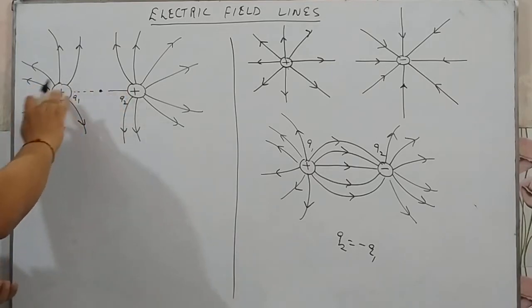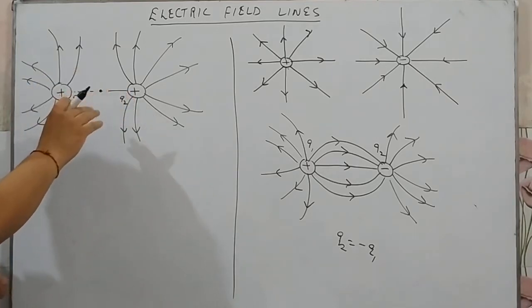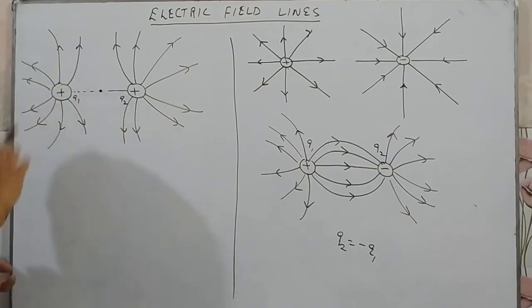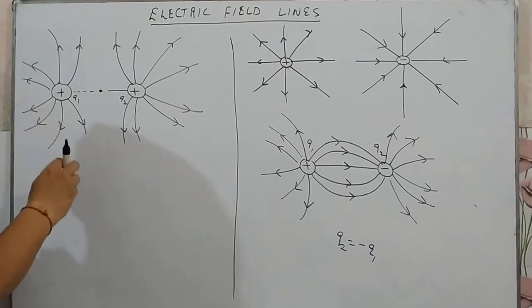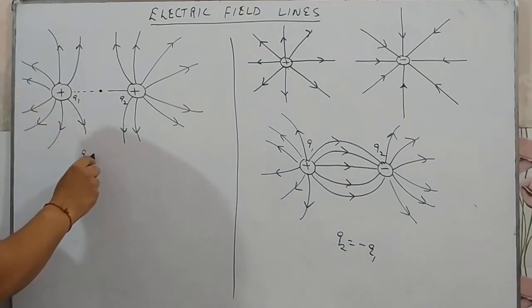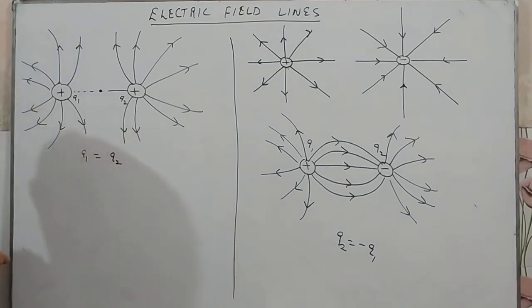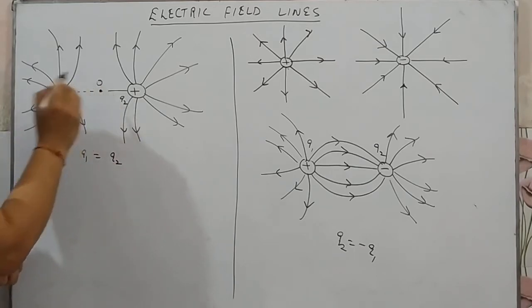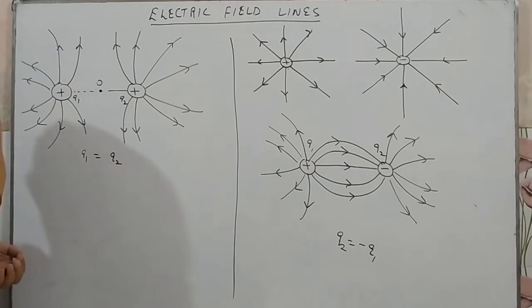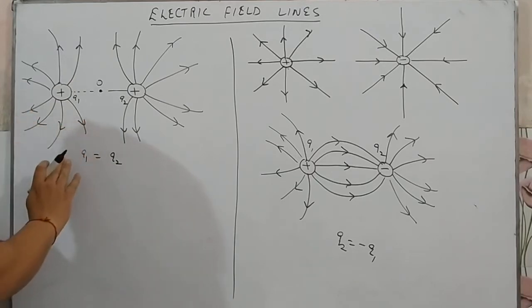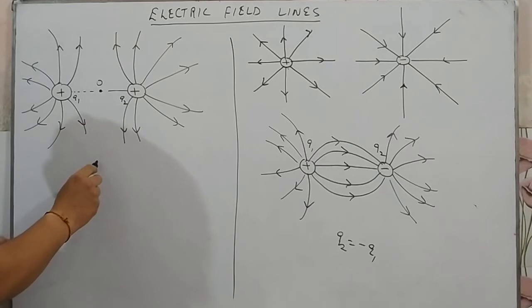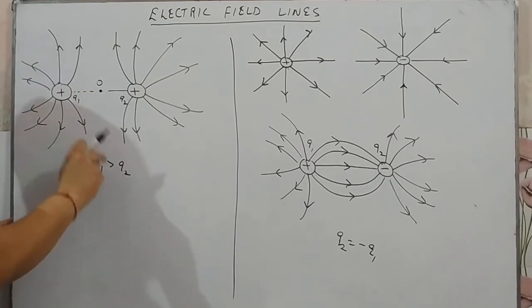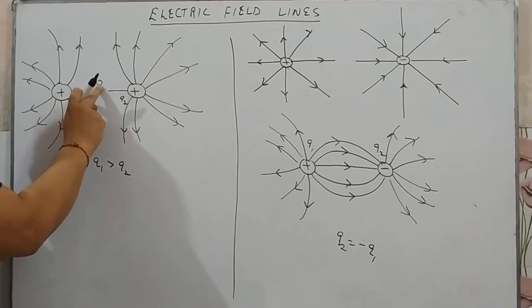Suppose two charges are of the same magnitude, then the neutral point will be exactly at the center of the line joining the two charges. In this case we say that q1 is equal to q2, then the neutral point lies at this point. Let it be neutral point O. But suppose the charges are not equal, say q1 is greater than q2, then the neutral point will shift towards the weaker charge.